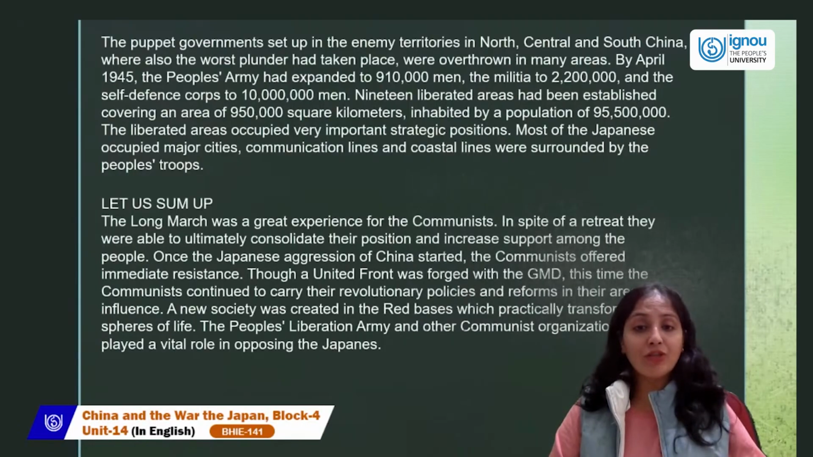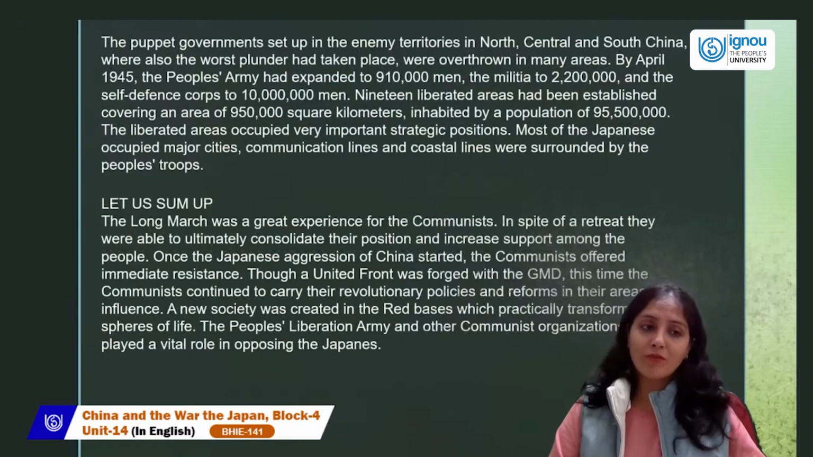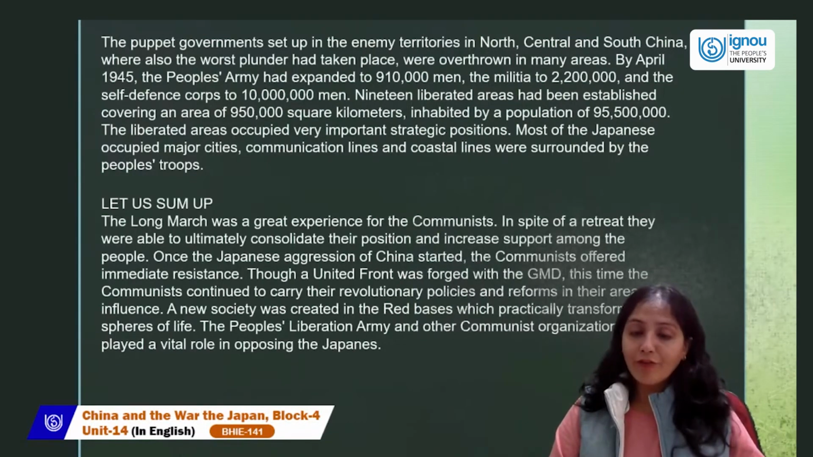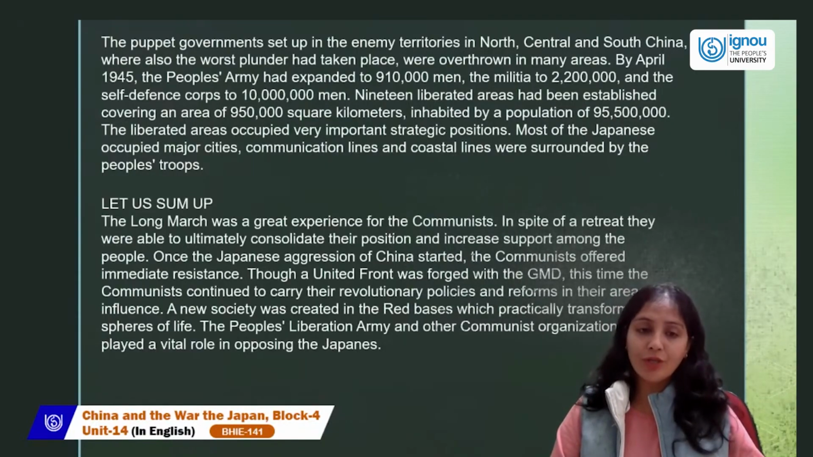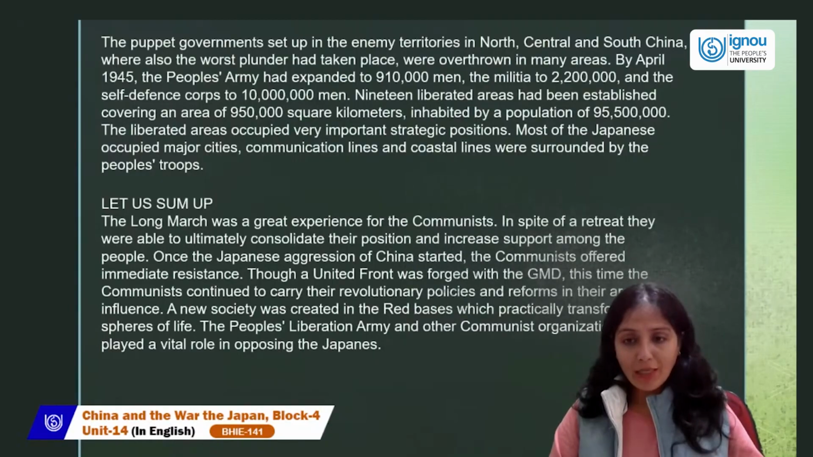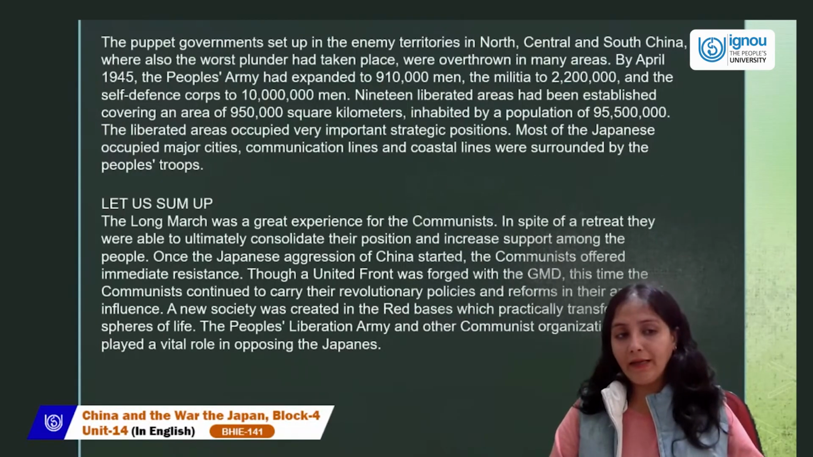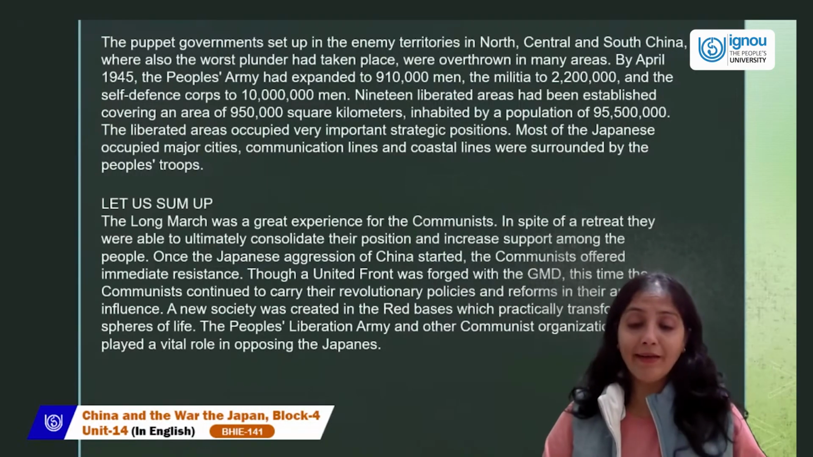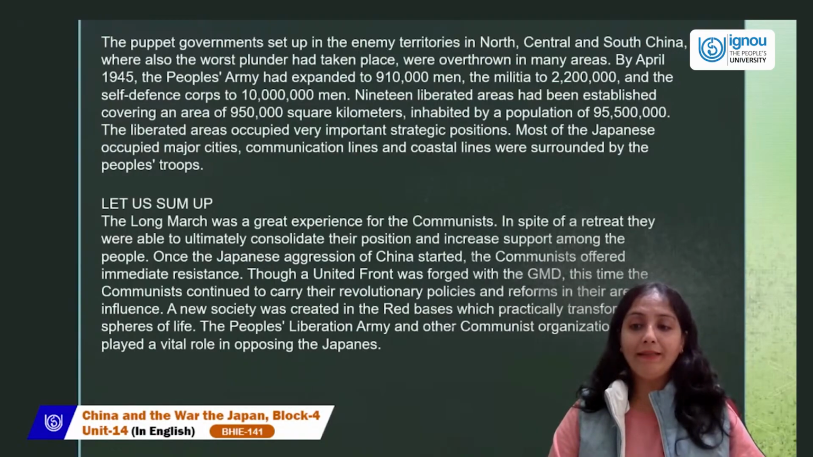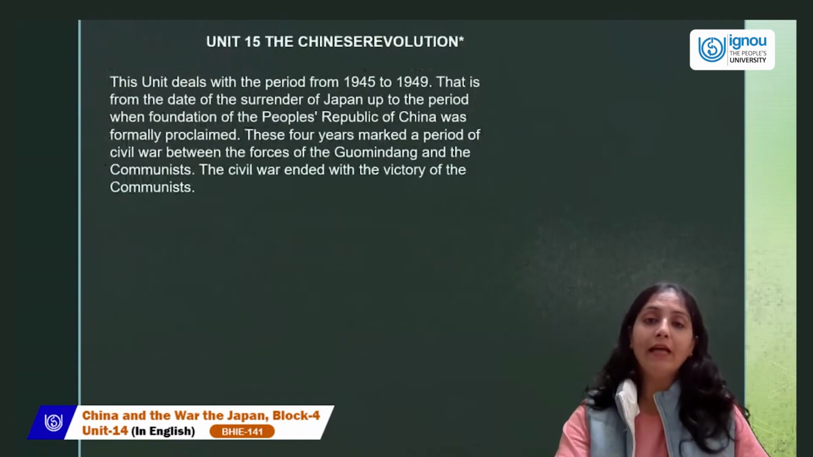Once the Japanese aggression of China started, the communists offered immediate resistance. Though a united front was formed with the Kuomintang, this time the communists continued to carry out their revolutionary policies and the reforms in their areas of influence. A new society was created in the red bases, which practically transformed all spheres of life. The People's Liberation Army and the other communist organizations played a vital role in opposing the Japanese.